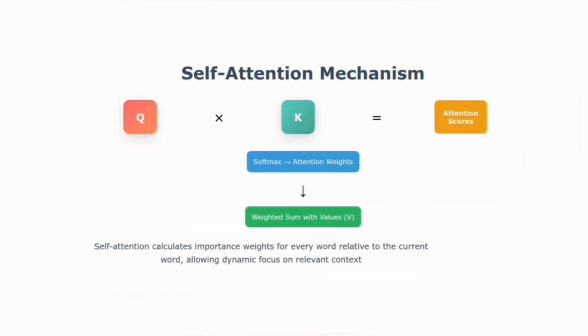Self-attention is critical. For any word in the input-output sequence, self-attention calculates a weight or score for every other word, indicating its importance relative to the current word. This allows the model to dynamically focus on relevant context words. This is done through query, key, and value vectors derived from each word embedding.